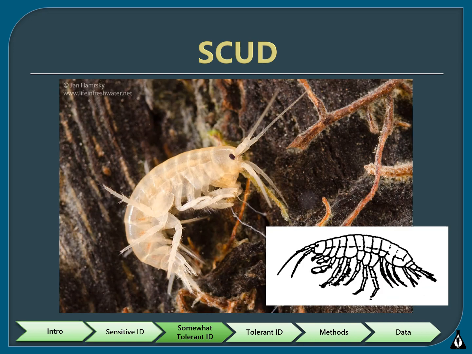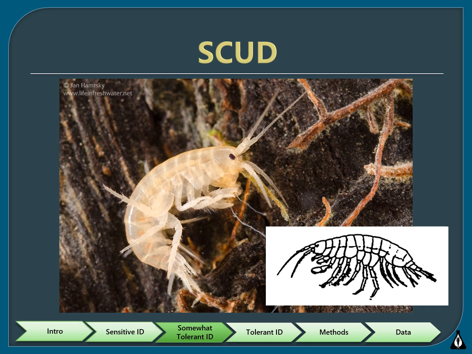The SCUD also has several pairs of legs, but appears to be flattened vertically. This can be confused with freshwater shrimp, but it is smaller in size. When placed in a sorting tray of water, the SCUD swims quickly and often on its side.